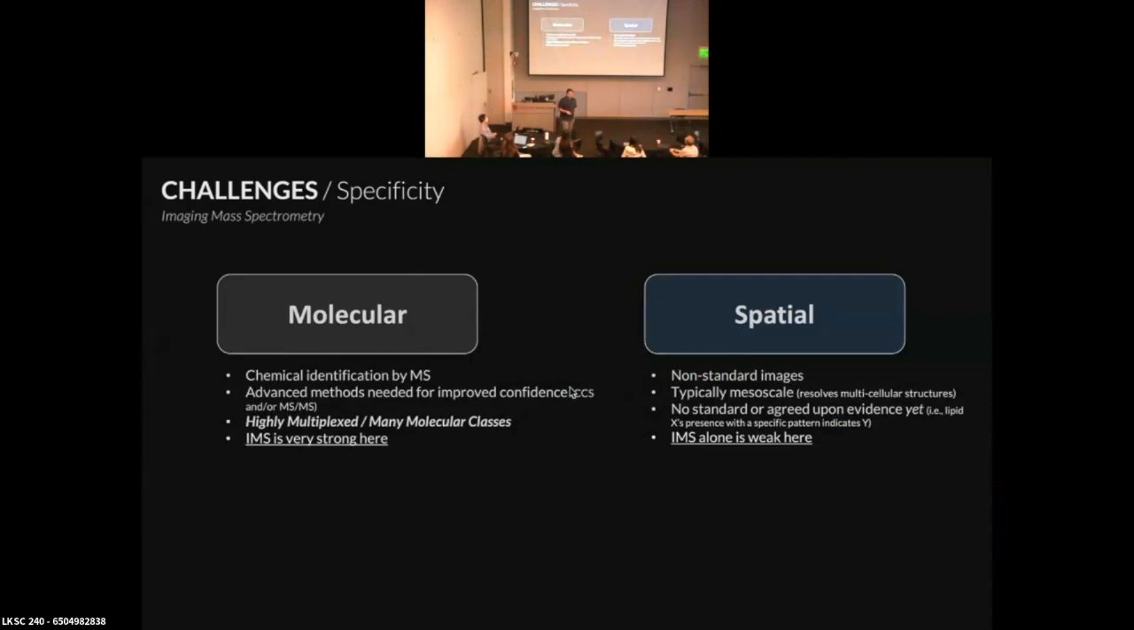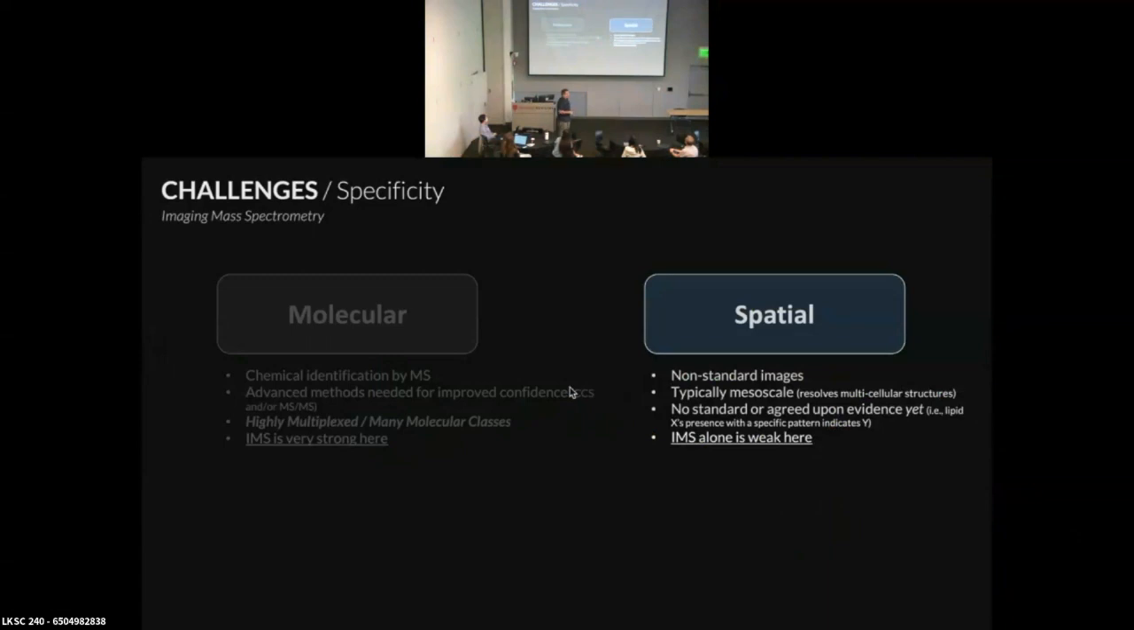Okay, so I just bragged about what we can do with imaging mass spec, and I want to talk about what's difficult about the experiment. So we're quite good on the molecular side of things, right? We're using the mass spectrometer, so we're highly specific. As I said, it's highly multiplexed. But on the spatial side, it's a little tricky, right?